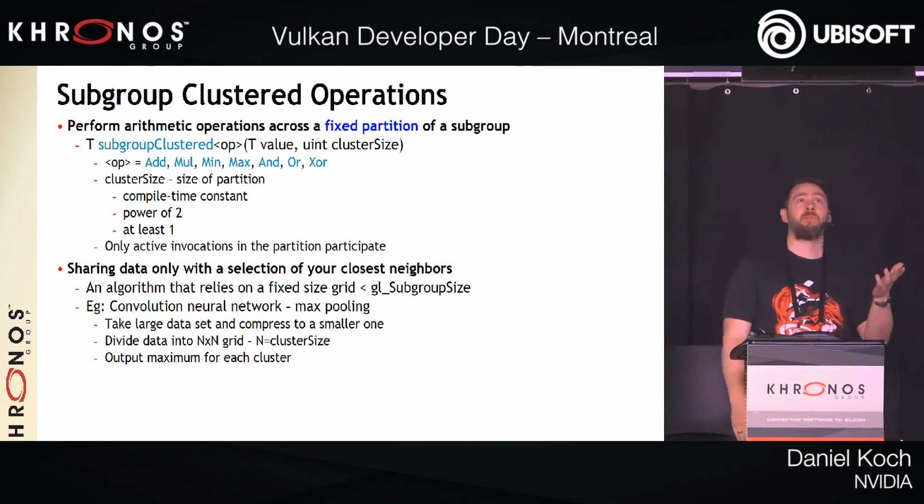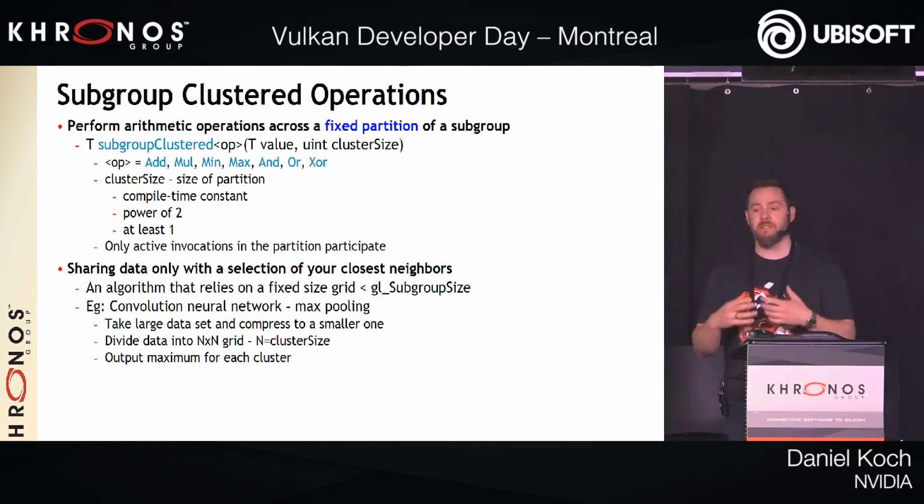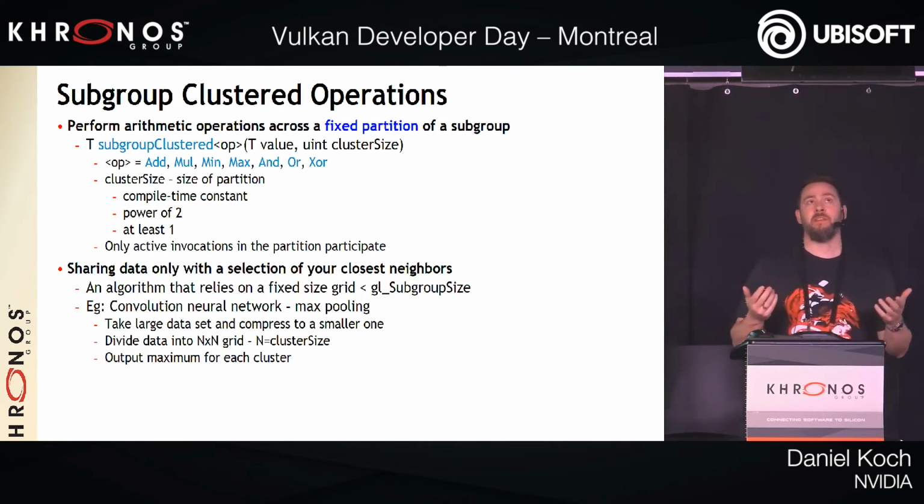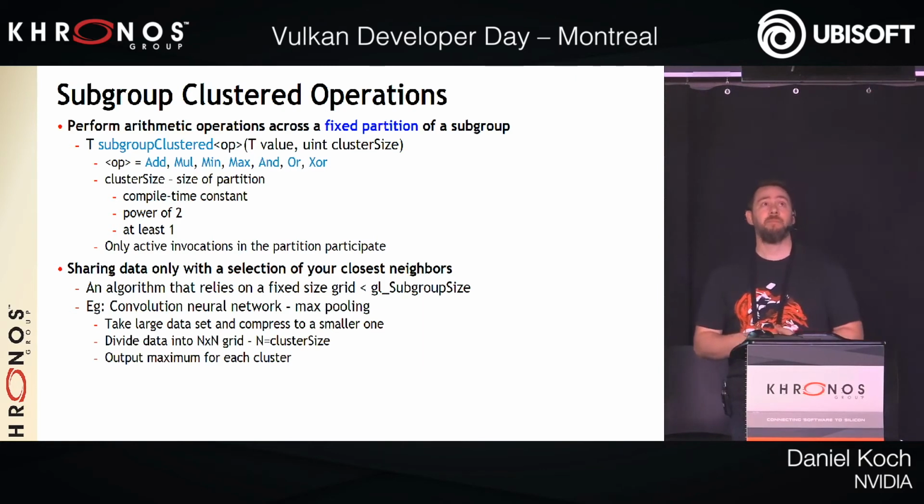Subgroup clustered supports the same operations as the arithmetic ones: add, mul, max, min, and, or, XOR, and you pass in the cluster size. The cluster size says that for this operation, I'm going to operate on this size of partition. It needs to be a compile time constant, at least a power of 2 and at least 1. Again, only the active invocations participate. Basically this is sharing data only with your closest subset of data instead of everyone in the subgroup.